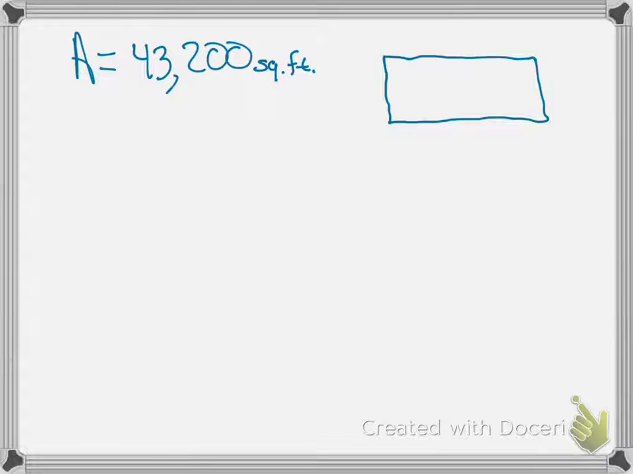And we know that when we're trying to find the area of a rectangle, it's the length times the width. The area equals the length times the width, and they already told us what the area equals. It equals 43,200. So when I take the length times the width, I get the area. Let's see if I know anything about the length and the width.